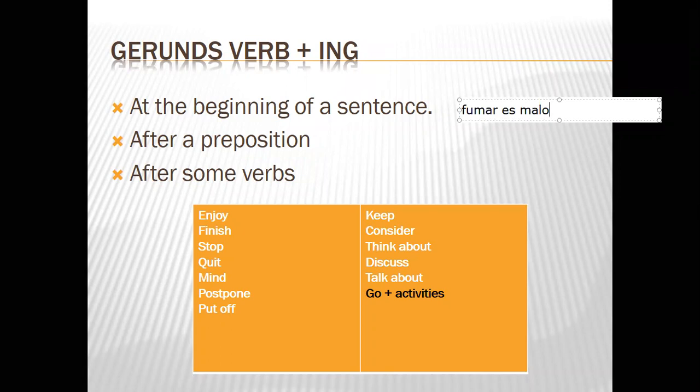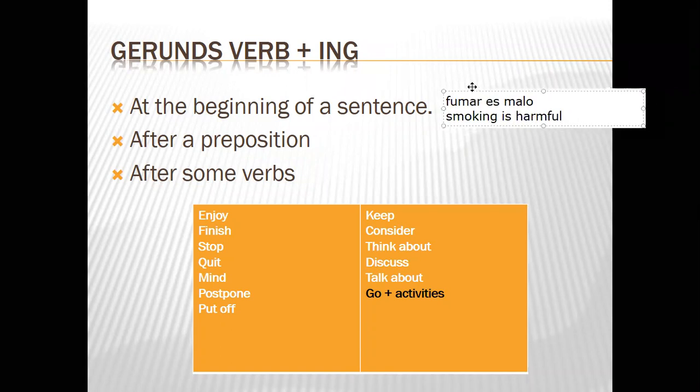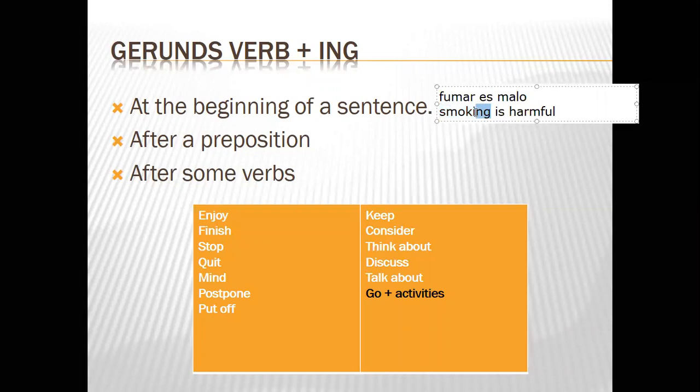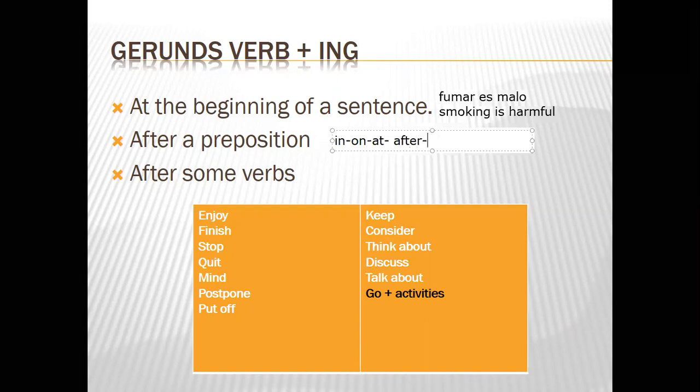This sentence, we say, empiezo con un verbo. Entonces yo no puedo decir smoke. Tengo que decir smoking is harmful. That's how we say dañino. So, this is the first rule. Primera regla. Siempre que comience una oración con un verbo, that verb requires ing. It's mandatory.